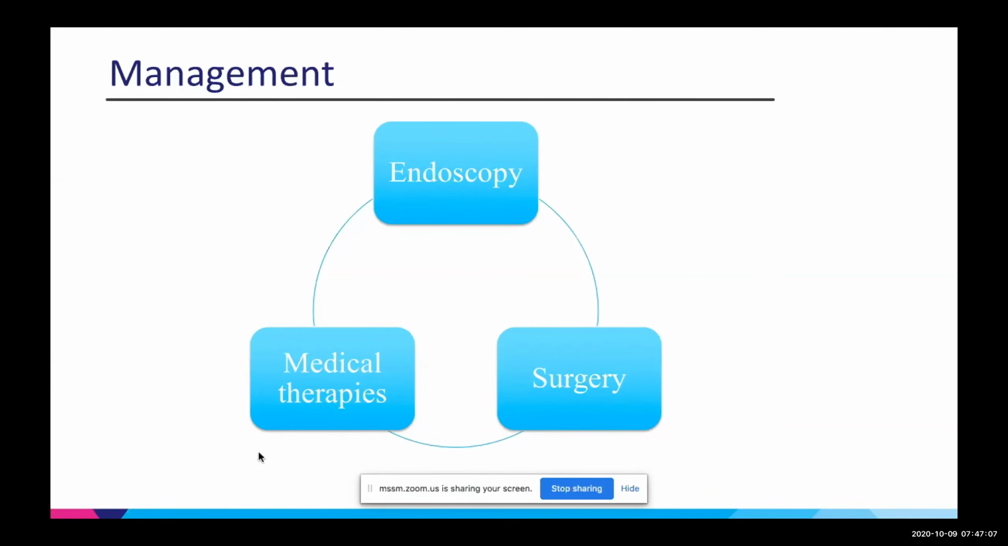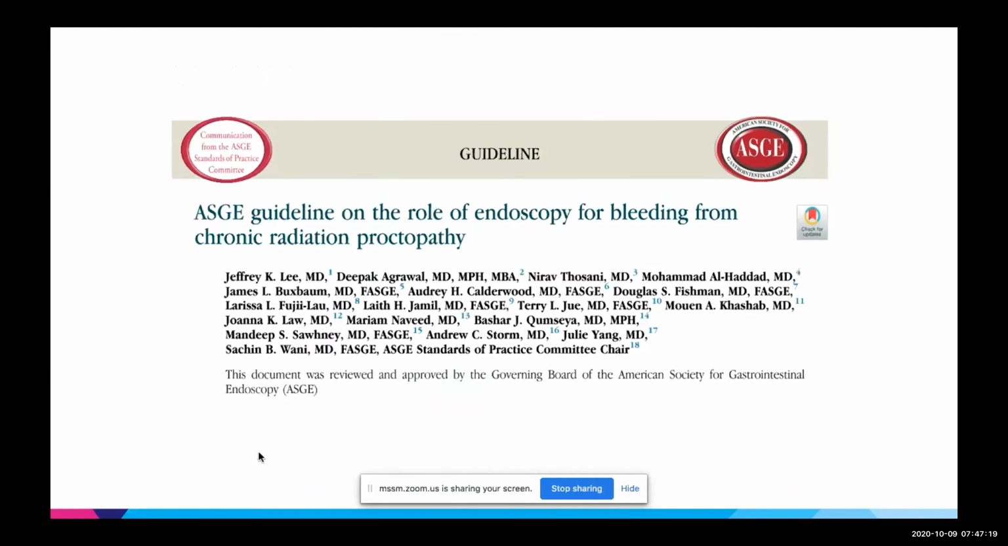Unfortunately, there have been no large controlled trials evaluating the treatment of radiation proctopathy, and as such, experience is derived mostly from case reports and small clinical trials. In 2019, ASGE actually published a guideline that focused specifically on the available endoscopic interventions that can be utilized in the treatment of radiation proctopathy, and as such, I thought it would be useful to review this today.